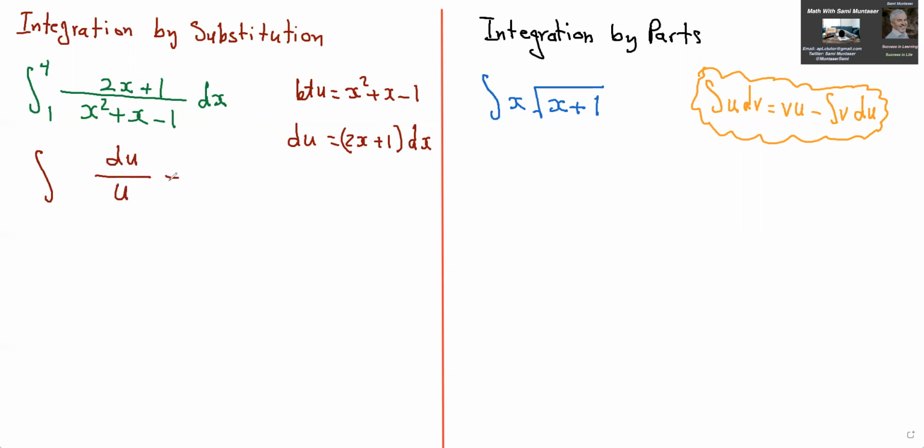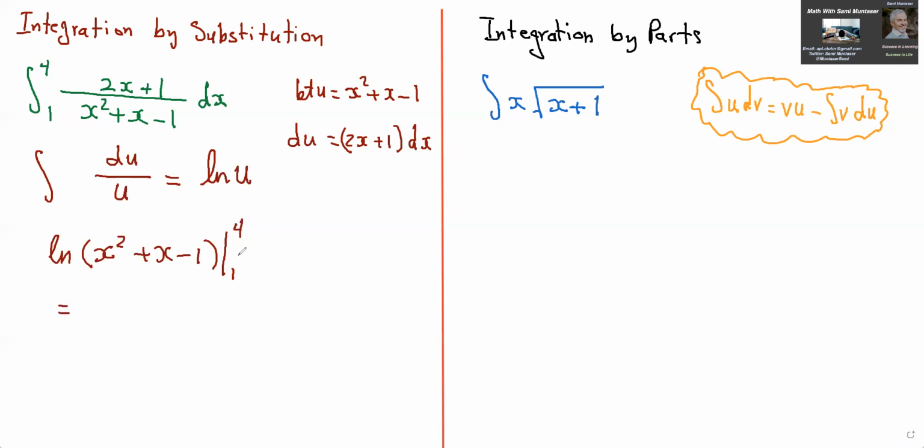Now to integrate this, when u is on the bottom, you know the integration of this is ln u. Now this is done. Next thing you're going to do, just sub in the u value, which is x squared plus x minus 1 right there. And then you'll go ln x squared plus x minus 1. And that would be between 1 and 4 because it's a definite integral.